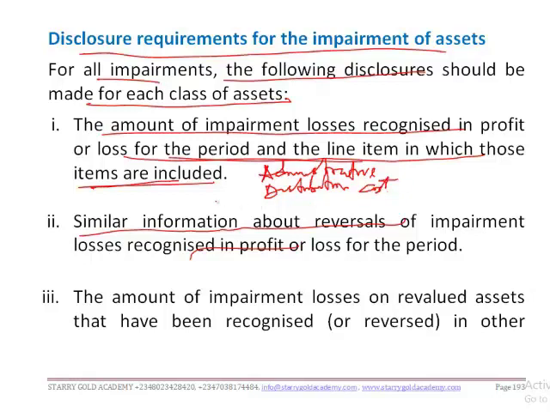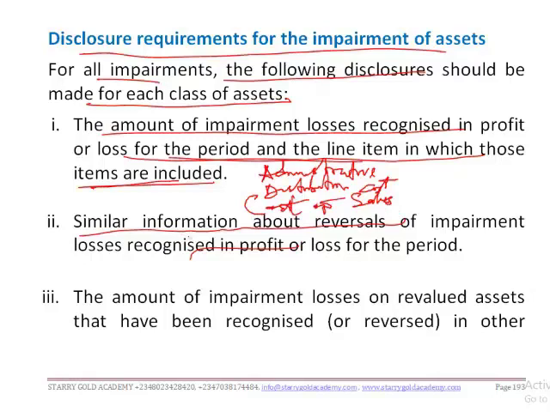And if it is the machine that you are using in the cost of producing the goods the company is trading that is being impaired, then you disclose that you include it in the cost of sales, and that impairment of asset has been included in the cost of sales to arrive at the gross profit for the year. Are we together? Am I making sense?